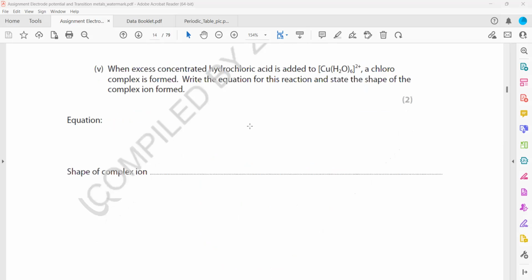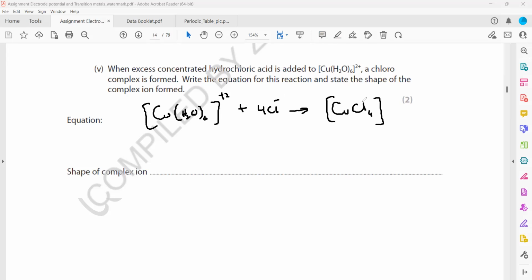Then when an excess of hydrochloric acid was added, a chlorocomplex forms. Write the equation and state the shape. Because water is a neutral ligand, more are attached. But chloride ions, because they are bigger in size, cannot attach too many, like water. So what will happen: if your Cu(H2O)6 had an overall charge of 2+, only 4 chloride ions can displace the 6 water molecules. It will be CuCl4 with a charge of 2-, plus 6 water molecules.